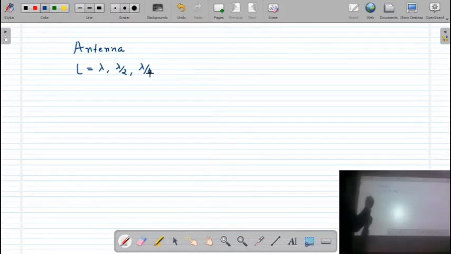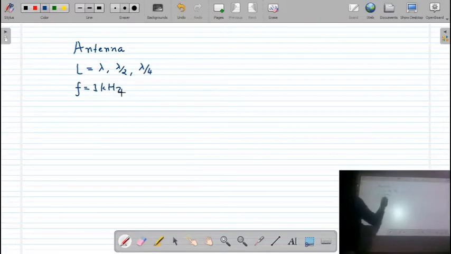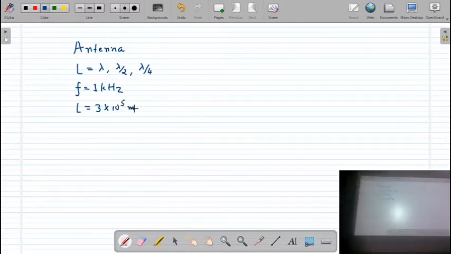Suppose the frequency of the information signal is 1 kilohertz, then we calculated the required length of the antenna is 3 into 10 raised to 5 meters. So 3 lakh meters you require, and we know that practically it is impossible to construct this much length of the antenna.